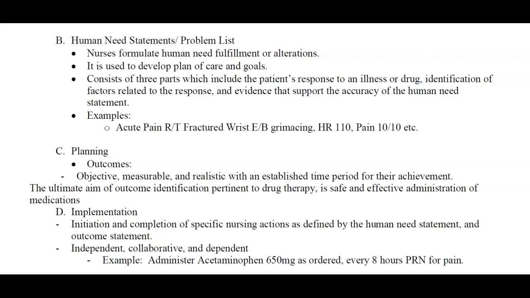So what may be related to that response? So in this case is the fractured wrist. And it's followed by evidenced by grimacing, heart rate of 110, pain level of 10 out of 10, and so on. So this last part, as you can see, is the evidence that supports the accuracy of that human need. It's basically a proof that yes, the patient is in acute pain.